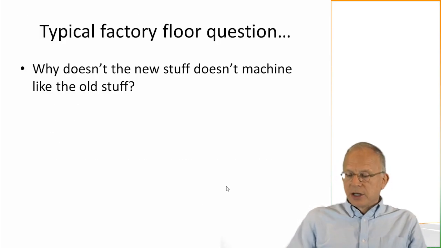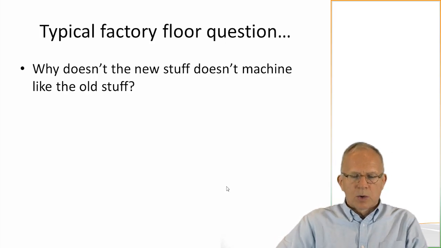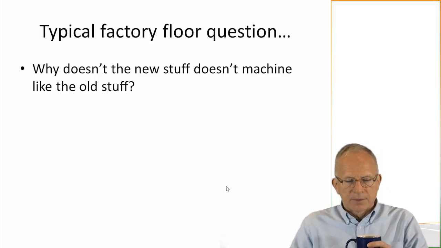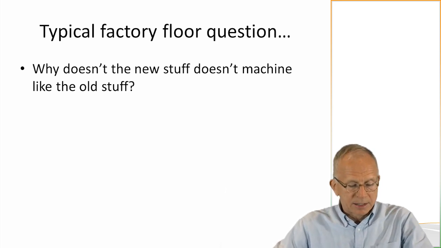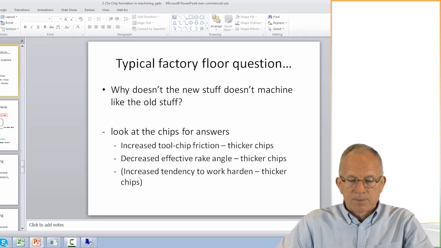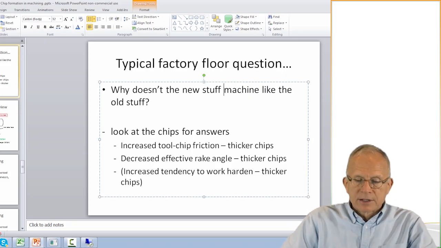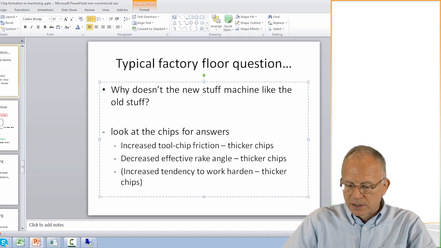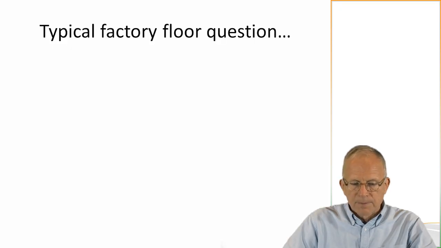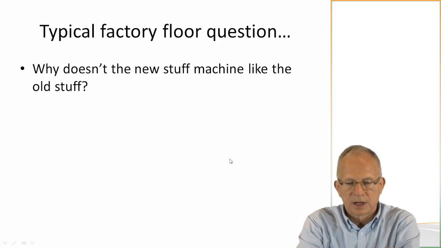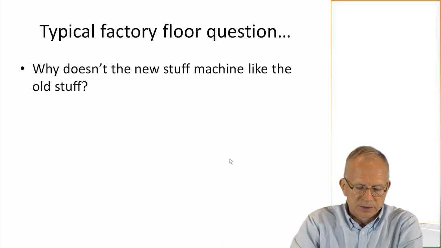A typical question that you sometimes get from the factory floor is, why doesn't the new stuff, or the new material, actually, the grammar usually isn't as bad as I have it there. Let's give the factory floor people a little more credit. So why doesn't the new stuff machine like the old stuff? That's one of the main kinds of questions you get asked. All right, why doesn't the new stuff machine like the old stuff?